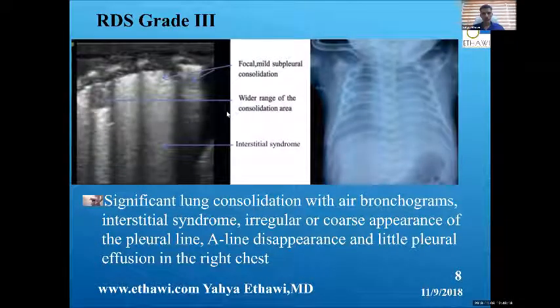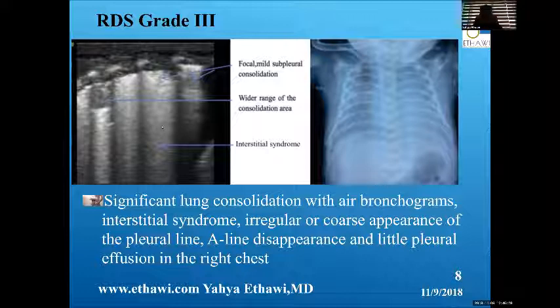When it becomes RDS grade 3, there is more consolidation, and the bronchogram at the subpleural area becomes more variable, and the B lines become more prominent, closer to each other, and they reach the end of the picture, and we can see absence of A lines. And there is sometimes some pleural effusion and local areas of consolidation.